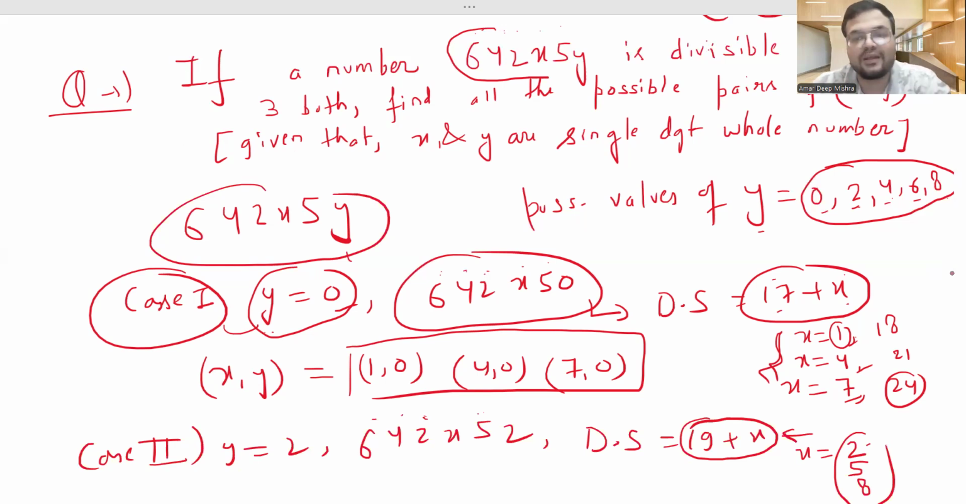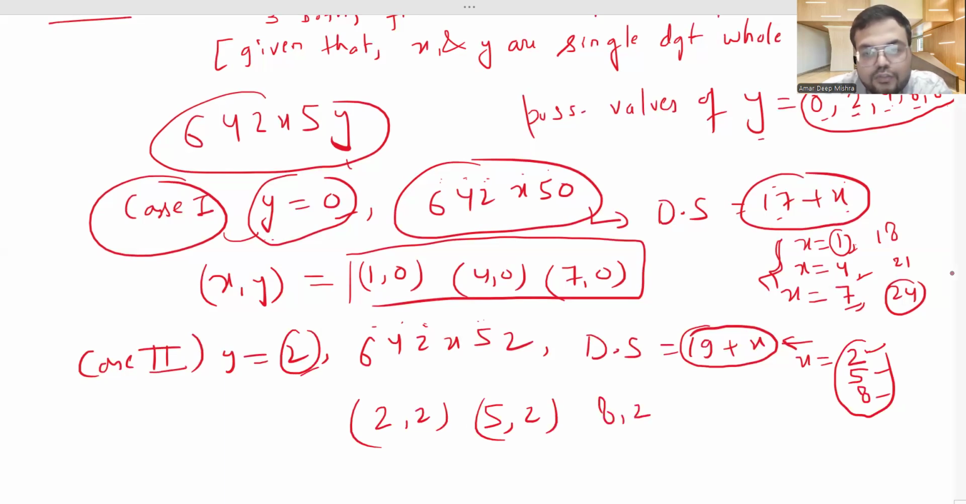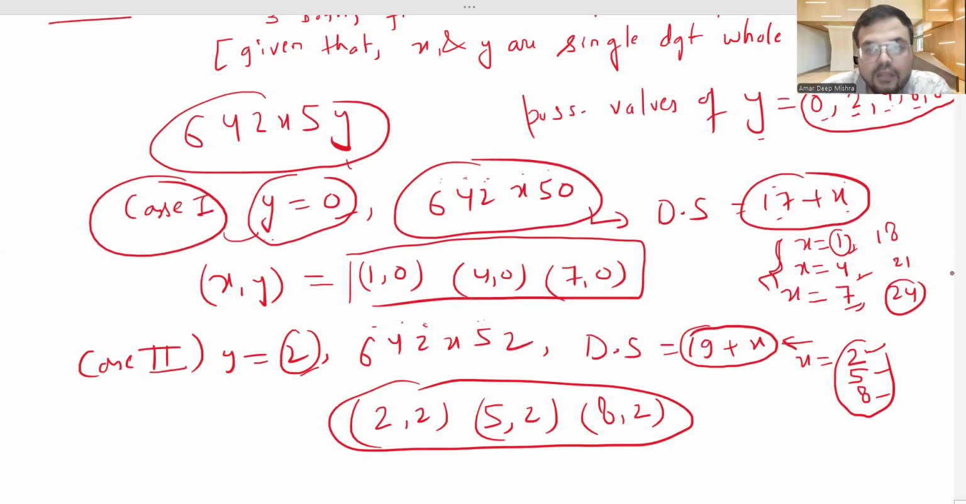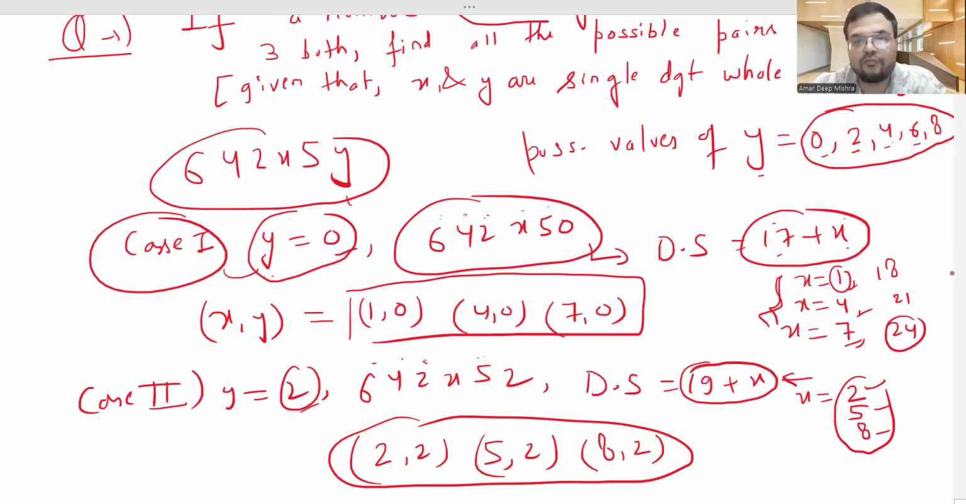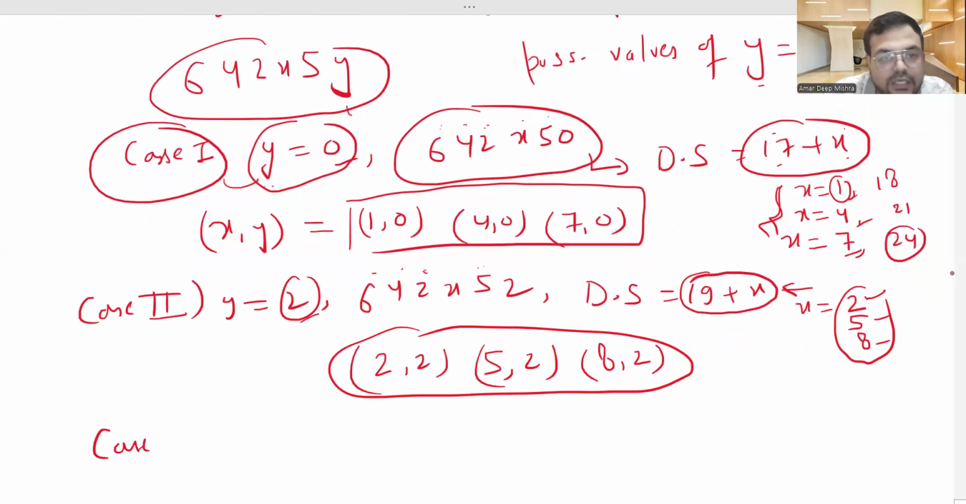So three more pairs you will get from here, x comma y. If the value of x is 2, the pair would be 2, 2. If the value of x is 5, the pair would be 5, 2. And the next pair would be 8, 2. So three more pairs you got here. Now, the next value of y is 4. So case 3, y equals 4.